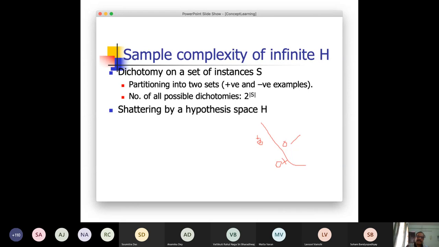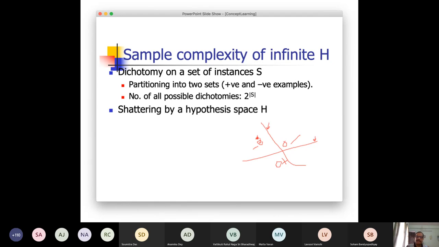But this is shattering by a particular hypothesis. When I say shattering by a hypothesis space, it means that for all possible dichotomies, there exists a hypothesis which shatters it. So, for example, this is one labeling. Let us consider this is negative instead. So now these two are negative and this is positive. So I can draw another straight line, and this straight line shatters this labeling. I'm not changing the instances. Instances are fixed. I'm just changing the labels. I'm getting another dichotomy. So like that, all possible dichotomies.